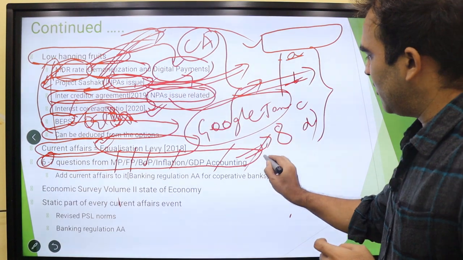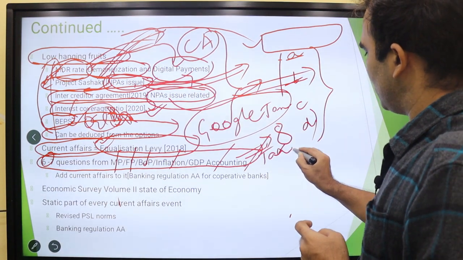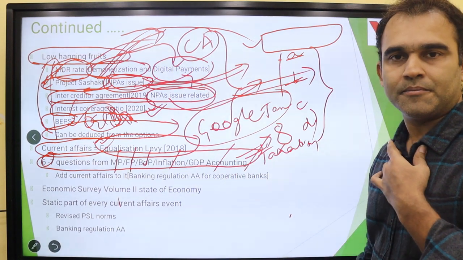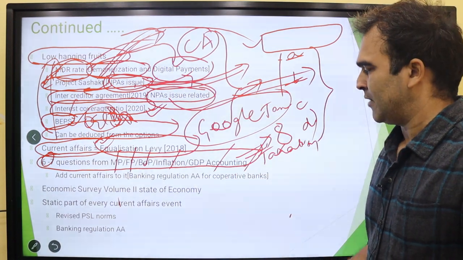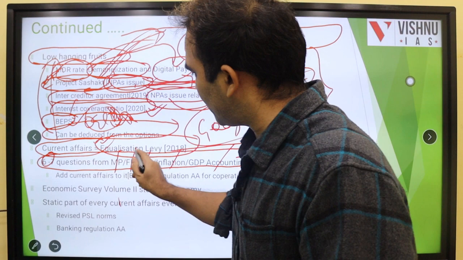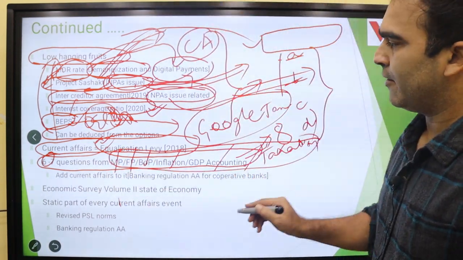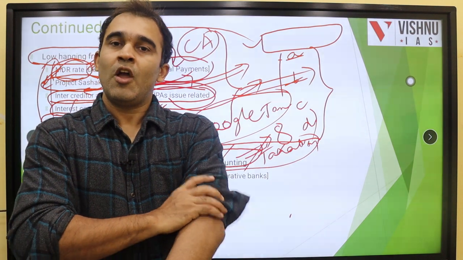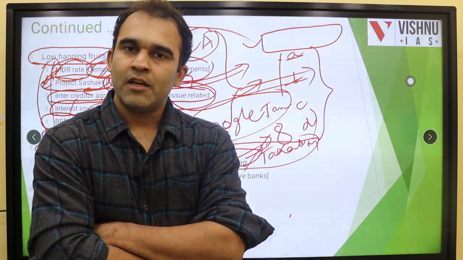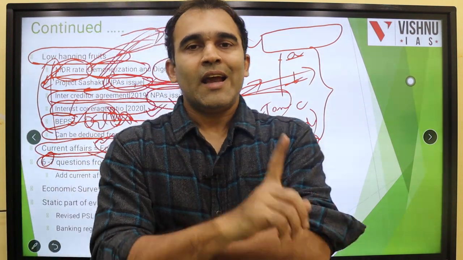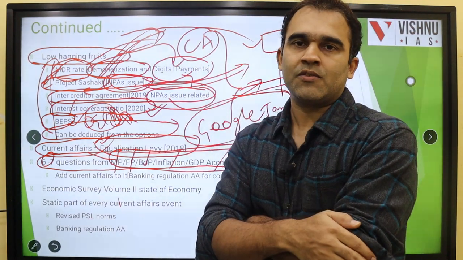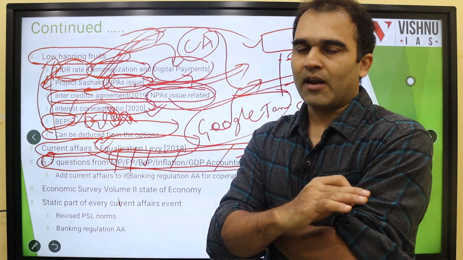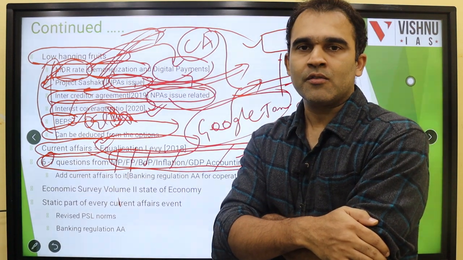You can even add taxation. Of course, taxation is covered in your fiscal policy, but just to be more specific. These 5 to 6 topics will give you around 6 to 8 questions. Of the 6 to 8 questions, you should be able to answer at least 7. Only one question you may lose.